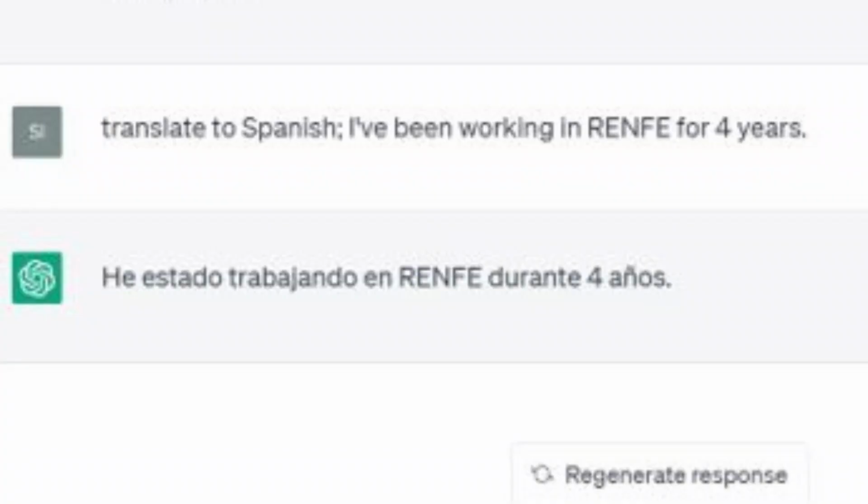Now let's look at an even easier one, which is related to just a normal sentence that you could find. And I say translate to Spanish, and in this case you put a semicolon, which is punto y coma. You always have to do that. I've been working in Renfe for 4 years, and it says the translation in Spanish, he estado trabajando en Renfe durante 4 años. Now, you don't use the present perfect continuous in Spanish because that in fact means that it's a finished event instead of one that continues to the present. So this is a totally wrong translation and is very ambiguous.